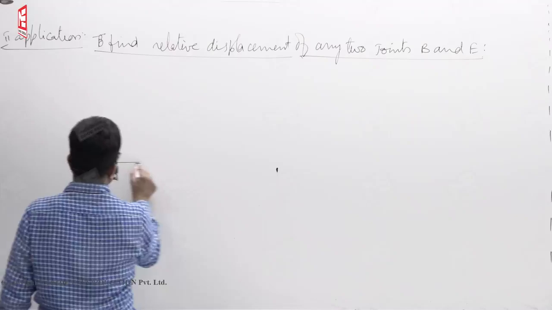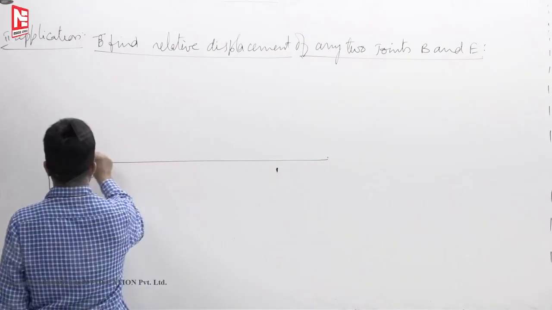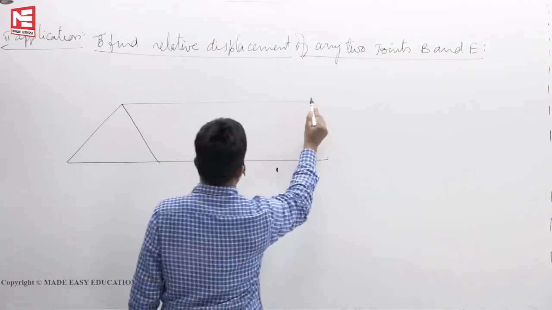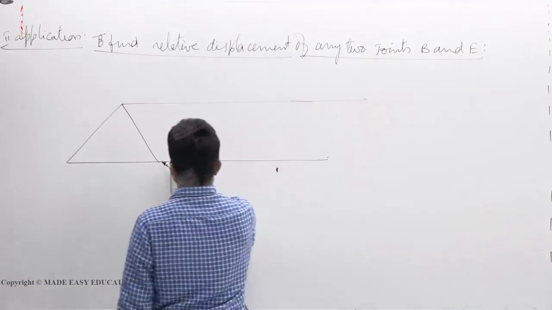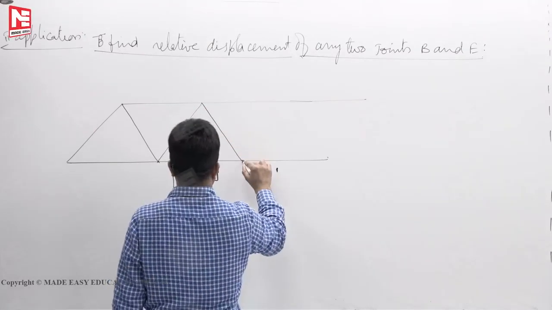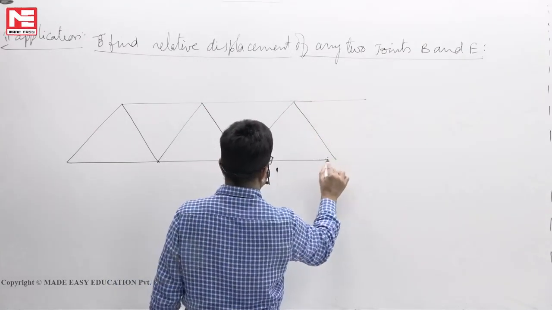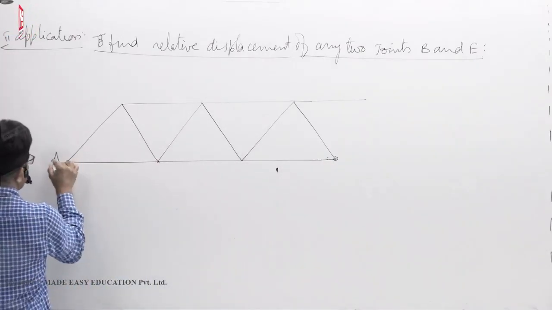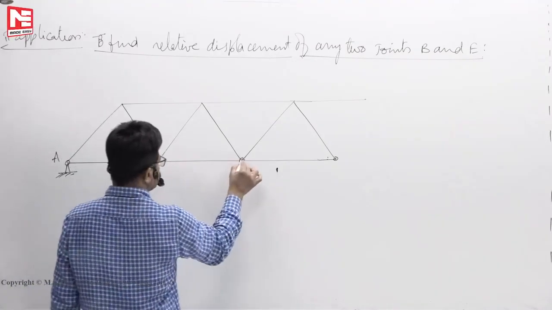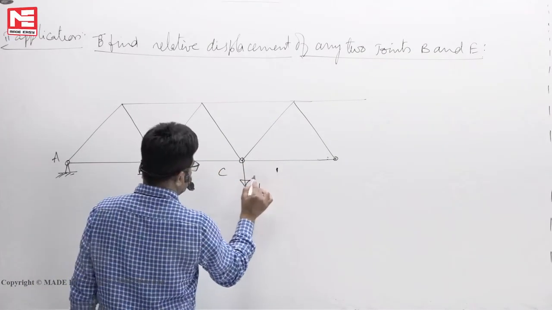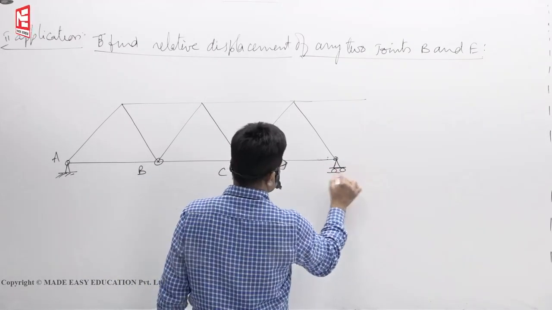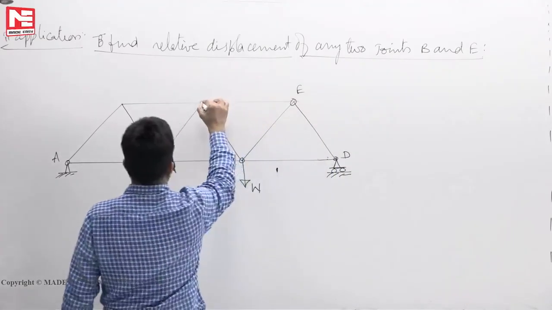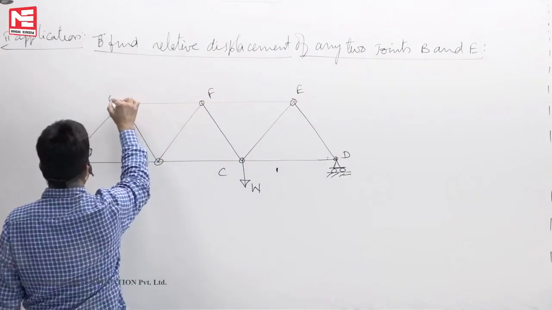Now we will see this point, let us say A, B, C. Here you are applying some load W. D, E, F, G.